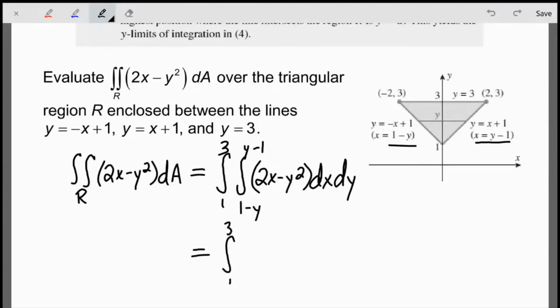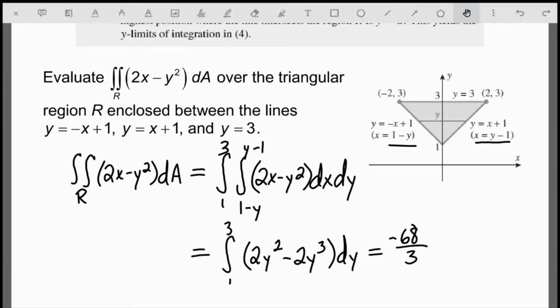If we were to take the antiderivative with respect to x and then substitute in, you'll end up with 2y squared minus 2y cubed, and there's a lot of algebra that happens in there. But now I've got an integral that's just in terms of y, and when I solve that out, I get a value of negative 68 over 3. And remember, it's okay to have negative values for these double integrals. We are thinking of them in terms of volume, but that's just telling me that there's more volume below the xy plane than there is above the xy plane on this region.